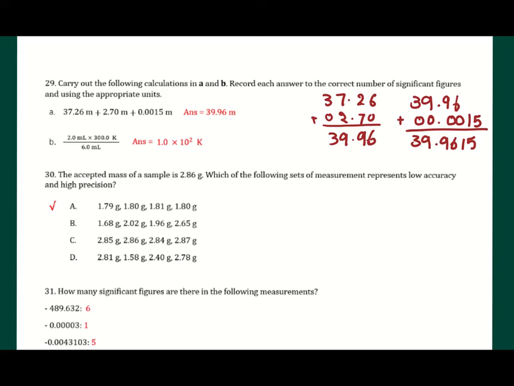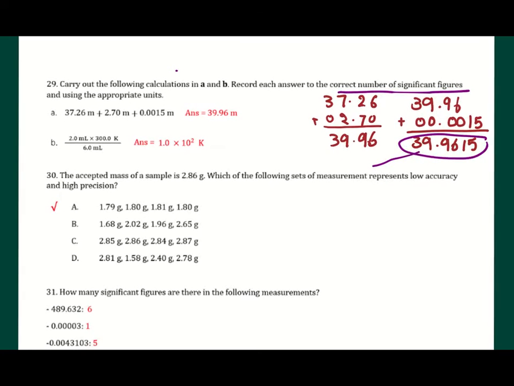But the examiner is asking to write the number to the correct number of significant figures, so you need to round our number. What is the correct number of significant figures? After addition, you round your answer according to the number of decimal places. Here you'll find that the smallest number of decimal places is 2, so you are going to round your answer only to 2 decimal places. This means that you are going to cancel the 1 and 5, and the number will be 39.96 meter.